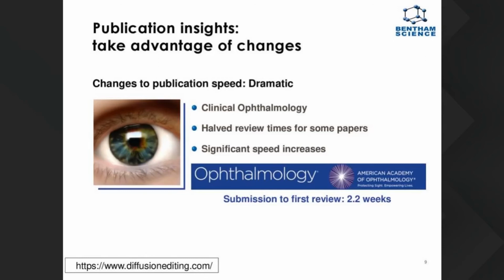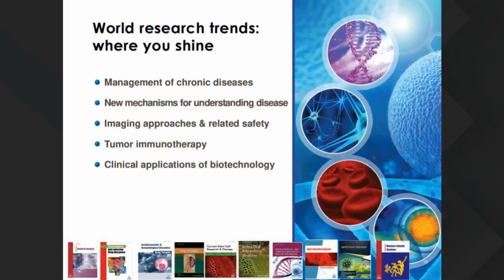Changes to publication speed across the industry have been dramatic. For example, the journal Clinical Ophthalmology, just one extreme example that I'm going to talk about in this webinar, has halved its review times for some papers. We've seen huge increases in the number of articles submitted to journals across this period of time since March, April of 2020. And so also submission to first review in lots of cases is also falling. Across the industry now, it's around 2.5 weeks, something like that. So you can target your research to leading international journals.